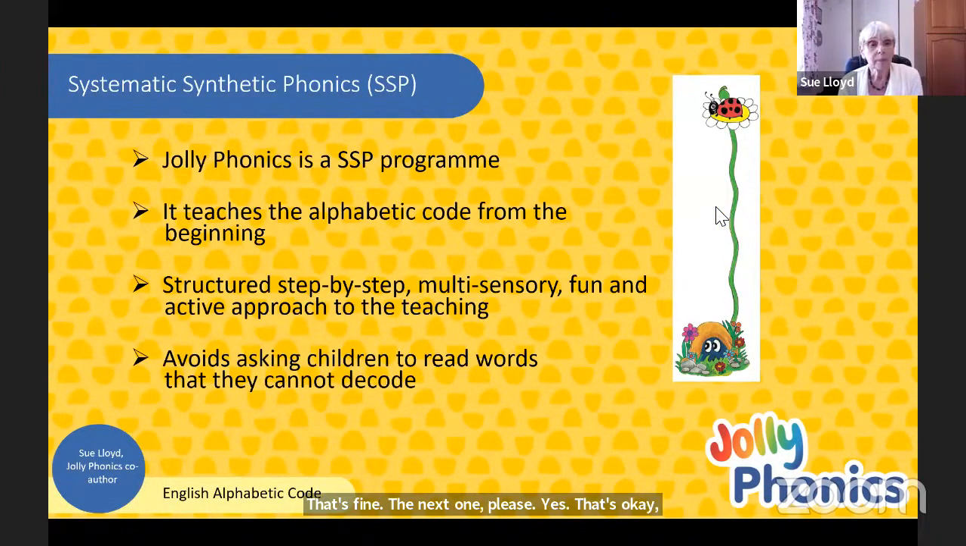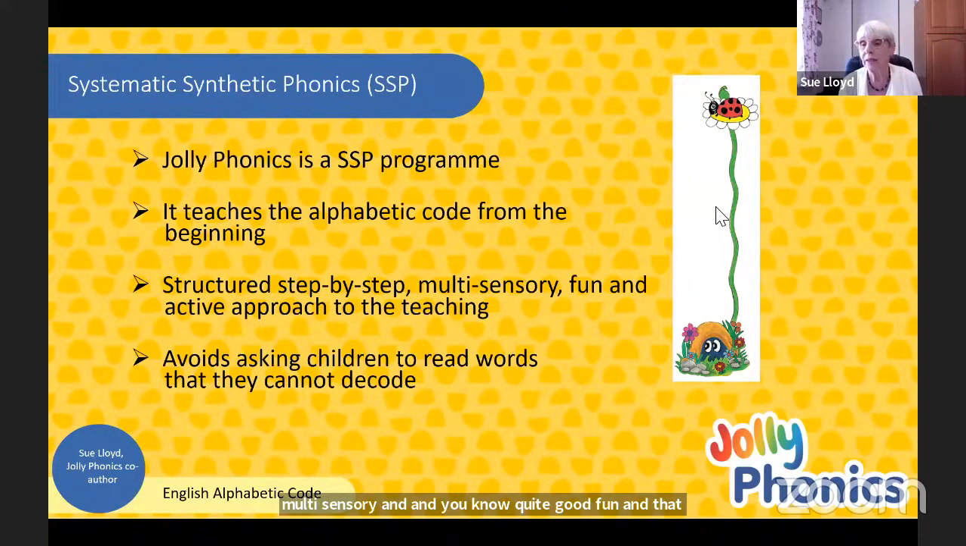Now, Jolly Phonics is a systematic synthetic phonics program. We used to call it just synthetic phonics. And then before that, before the research into it, it didn't have a name at all. So it's called systematic synthetic phonics with the influence of America as well. So this is what people generally call it. And what is special about it is that it teaches the alphabetic code from the beginning. No whole word memorizing, just working out words, starting from very simple and gradually building up in this step-by-step fun way. In Jolly, we have a very active approach, multisensory and quite good fun.